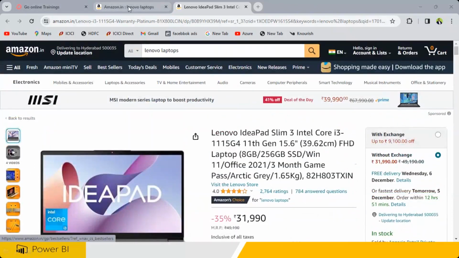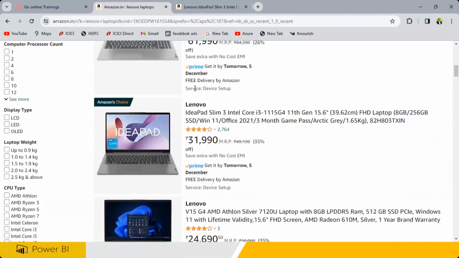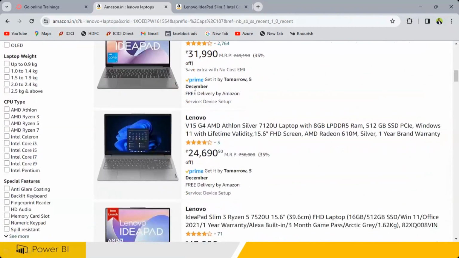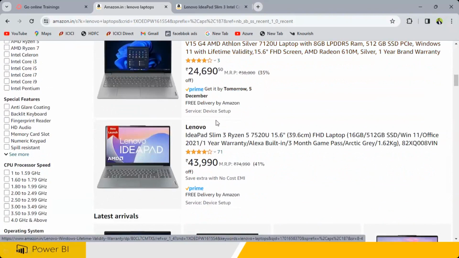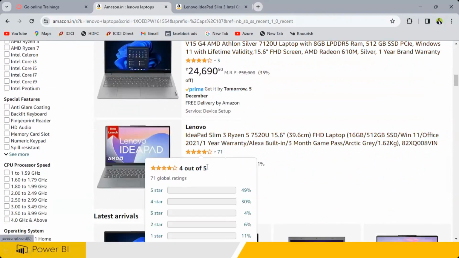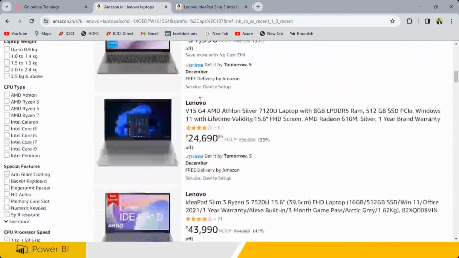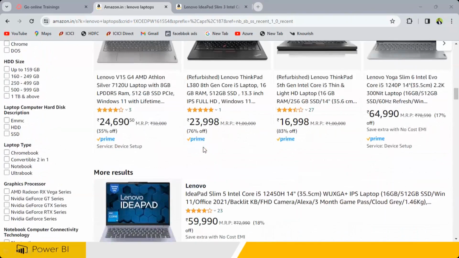The next one I will be telling you. Don't go for Celeron. Riser is also very good, but it is going to cost more. Don't buy below 30,000 rupees. These are useless. Don't buy these laptops. Don't buy Celeron also.